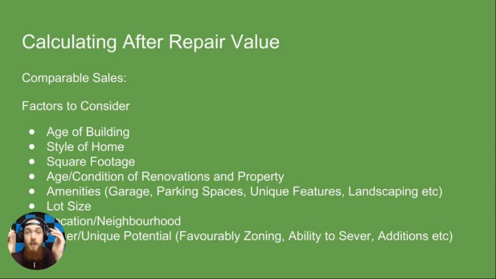That property that sold down the street for double the price of the property you're buying sounds great. But if it's got all brand new granite countertops and a custom kitchen, it's been done to the nines, steel roof, all new electrical, all new plumbing, all new HVAC, that's not an apples to apples comparison. And then amenities, things like garages, parking spaces, unique features, and landscaping, can also impact what our apples to apples are going to look like. Then the lot size is another big consideration. And then location and neighborhood is also a huge factor.